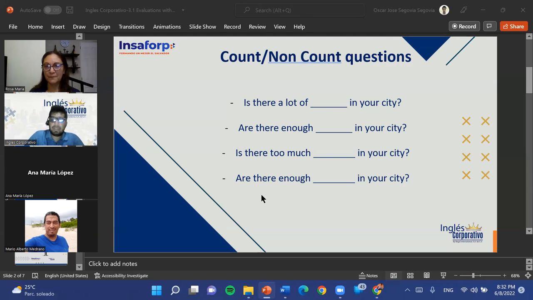Okay, so movie theaters, or cinemas. No, there isn't a cinema in my city. So there aren't. Sería "there aren't", porque estamos hablando de plurales, ¿sí? So there aren't movie theaters in my city.